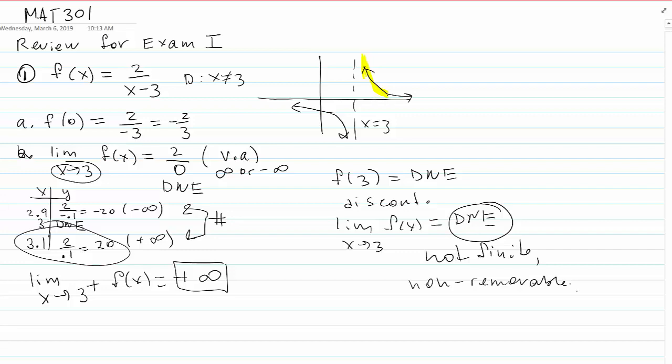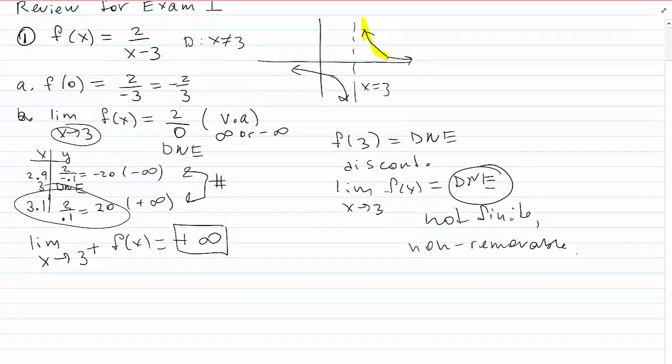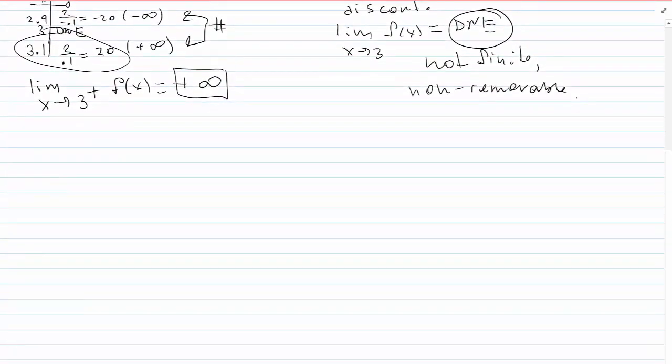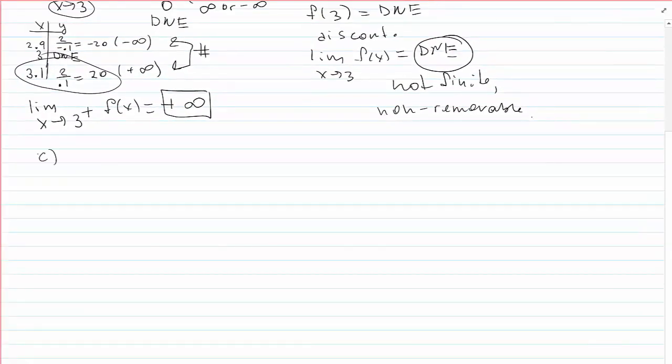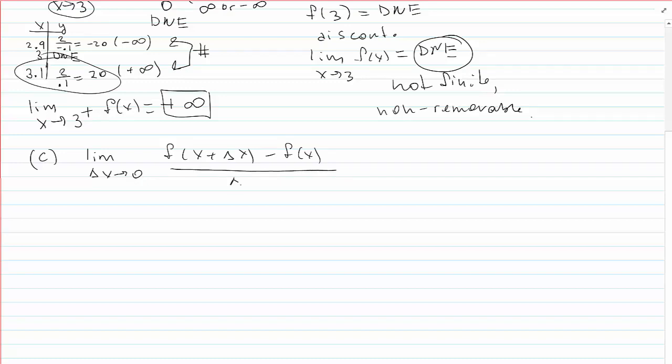All right. Let's continue with this function. The next part is asking us to compute the derivative using the definition. This is a somewhat complicated function to do using the definition, however it's a good one to practice with. So let's try it. Limit as delta x approaches 0 of f of x plus delta x minus f of x, divided by delta x, and the function we're dealing with is again 2 over x minus 3. This is the definition of the derivative. This is f prime of x.